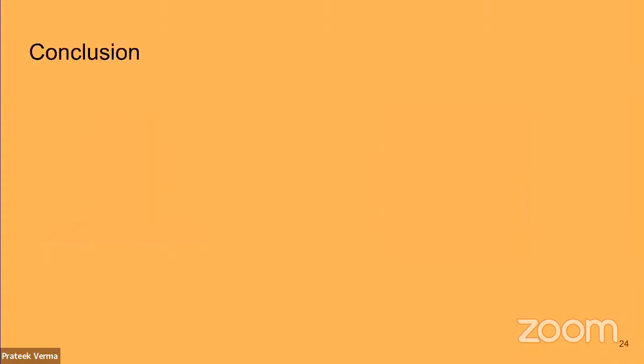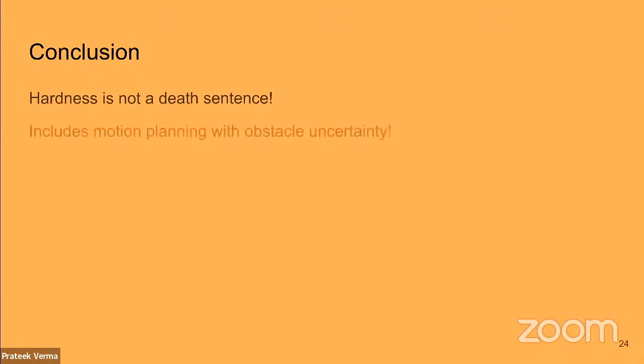And just to finish things off, I really want to say that hardness is not a death sentence, but it does mean that we have to look at the problem a little more closely and understand what exactly makes it hard. Because if we understand what exactly makes it hard, we can find a way to work around it. In particular, you can do this for motion planning with obstacle uncertainty, at least when the collision horizon is small. Thank you.